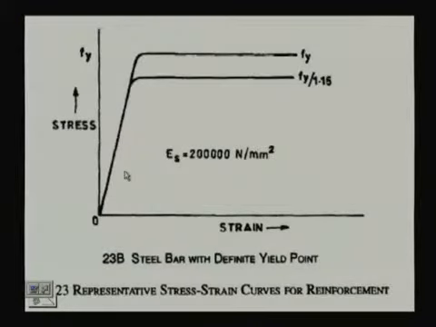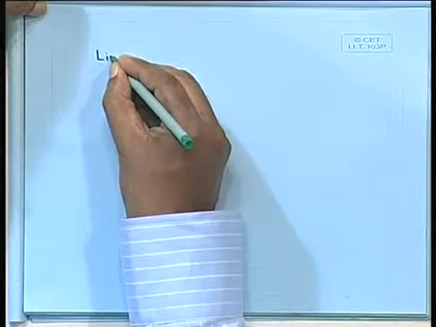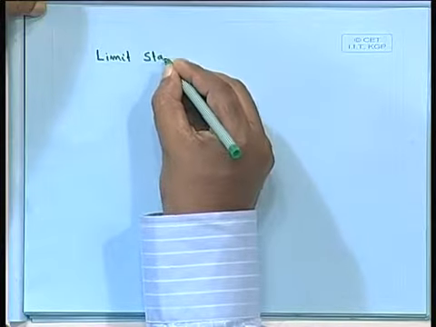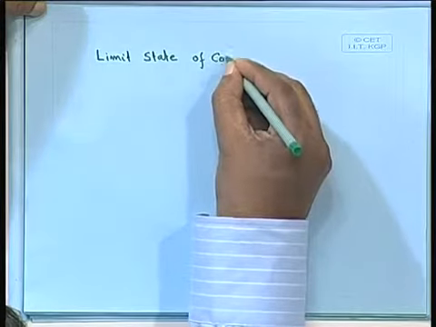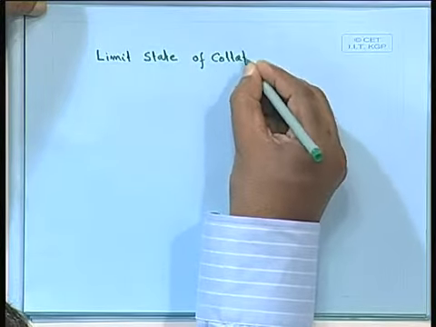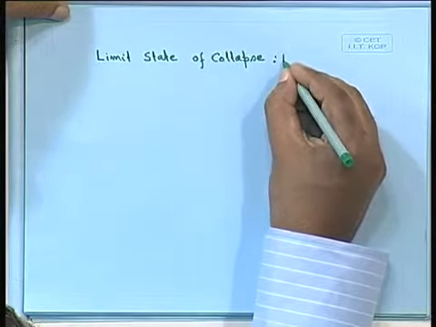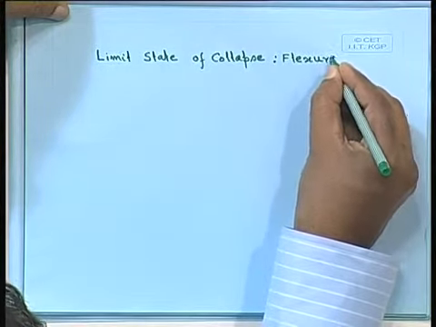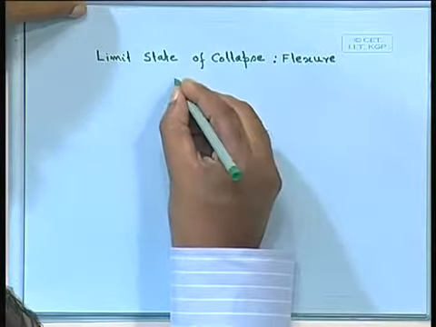So, let us come to the limit state of collapse. We are starting with limit state of collapse, ultimate strength, and we shall consider bending, flexure. Further, we are considering a singly reinforced section.